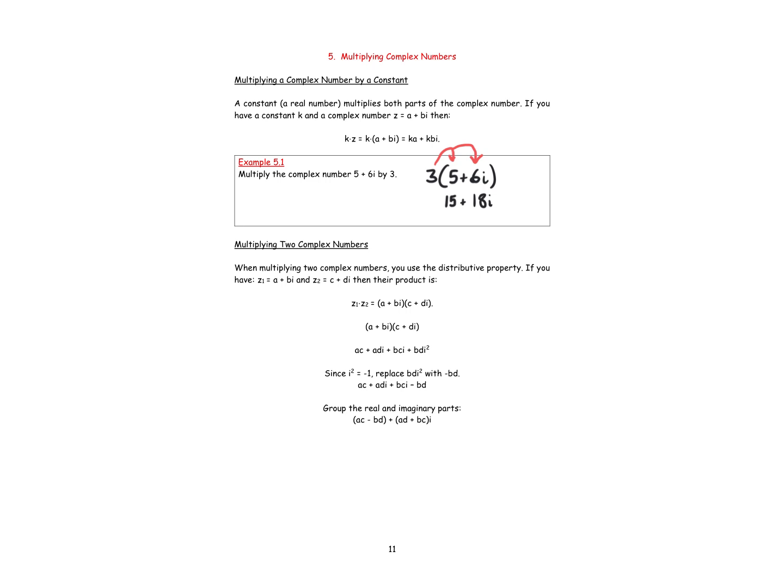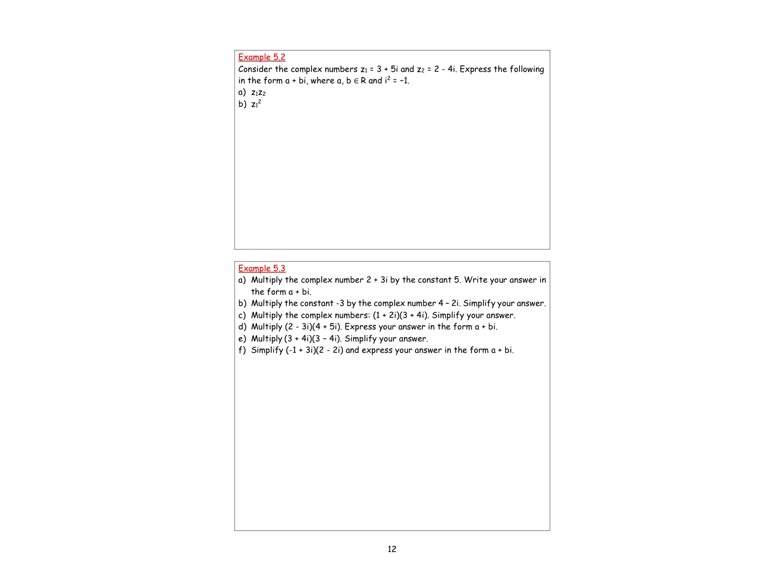The rest of multiplying complex numbers by complex numbers is best explained by going through an example. Example 5.2 says consider the complex numbers z1 is equal to 3 plus 5i and z2 is equal to 2 minus 4i. Express the following in the form a plus bi, where a, b are elements of the real numbers and i squared is equal to minus 1. As you can see in this question, they've told us i squared is equal to minus 1, and they've told us that the a and the b are real numbers, and the only part that is imaginary is the i.